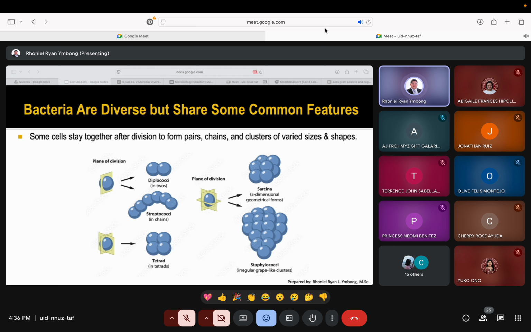So the shape and arrangement of your bacterial cell are traditionally used to name your bacterial cell. That's why you have what you call Staphylococcus aureus, meaning the cellular shape of the bacterium is spherical and they are arranged randomly in a grape-like manner. You can also have Streptococcus pneumoniae.